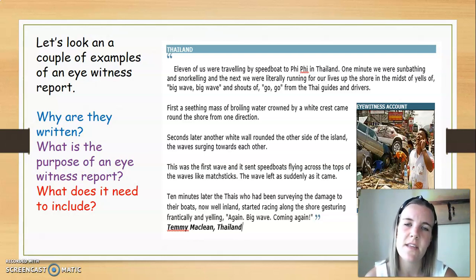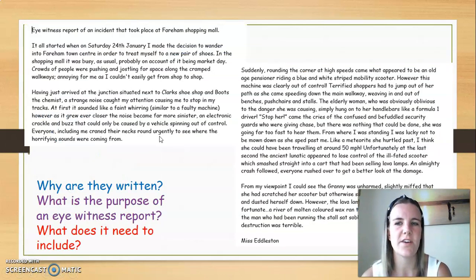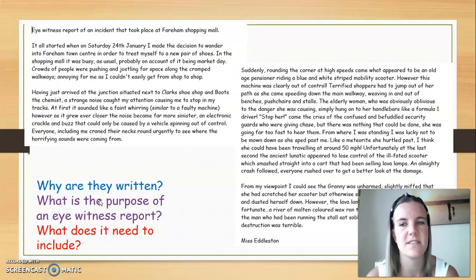Let's have a look and see if there's any other common features in this second eyewitness report that may have been written by somebody that you know. So this is telling the eyewitness report of an event that took place in Fareham Shopping Centre.